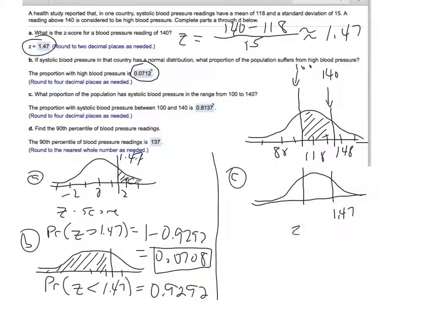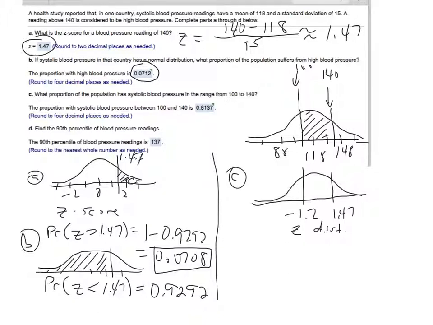So in the z-score distribution, we have the two numbers, negative 1.2 and 1.47. I'm trying to find out how much area is in between those two values. Again, we can do this several different ways. I'll do this differently than I did the other one just to show you the other option.